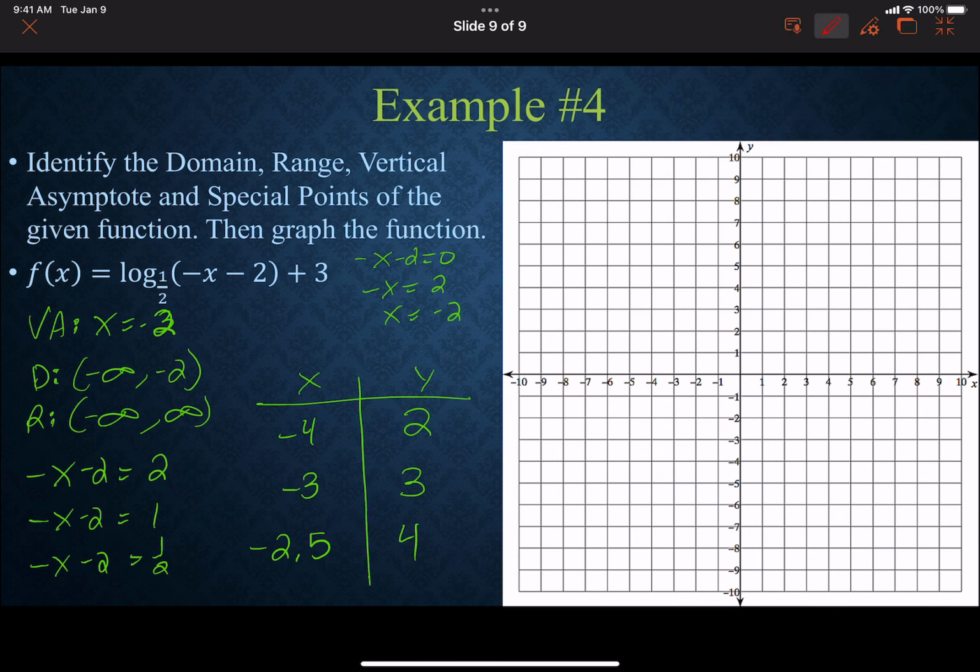So we plot our information. Vertical asymptote at negative 2, negative 4, 2, negative 3, 3, negative 2.5, 4. So it's coming from above. So we go vertical from above, hit our points, and start going flat.